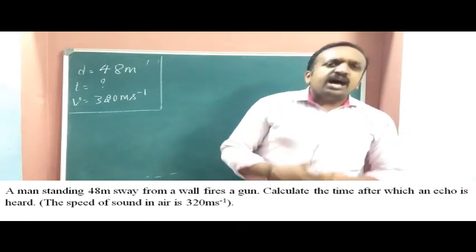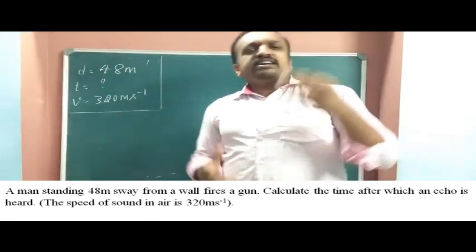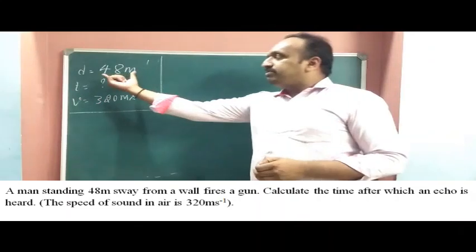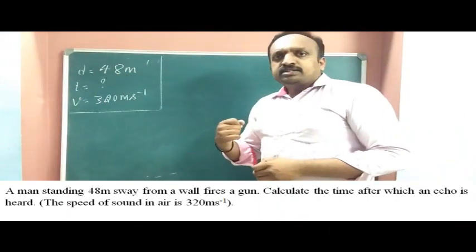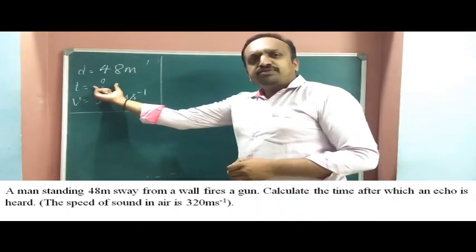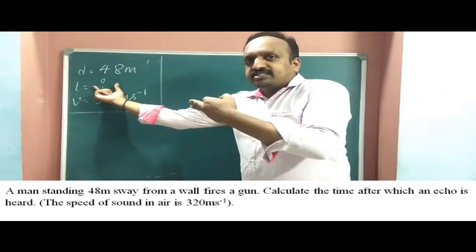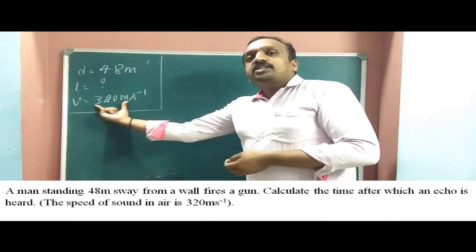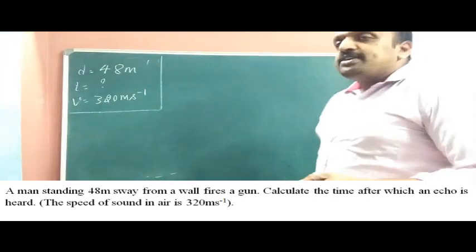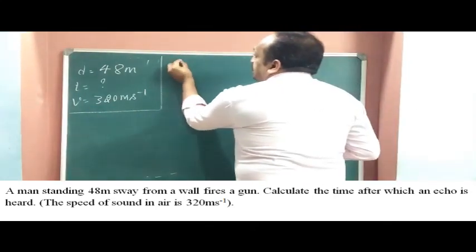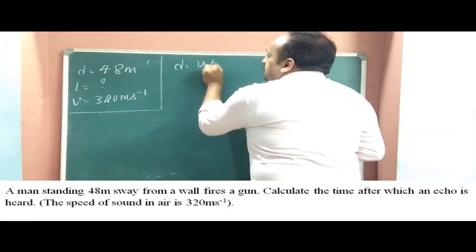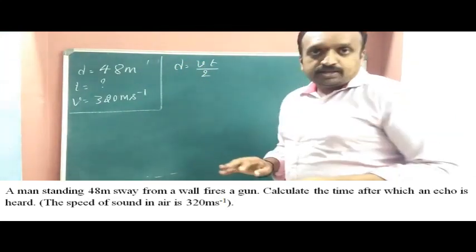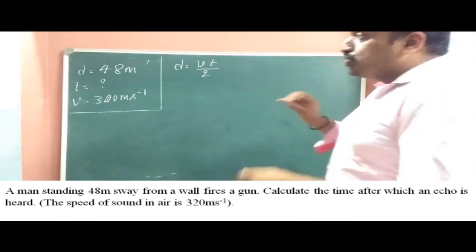So let us solve a few numericals based on the content. A man standing before a cliff fires a gun. The distance from the cliff is 48 meters and he hears the echo after a few seconds. We need to find that time, given the speed of sound in air is 320 meters per second. To solve this, we use the formula D equals Vt divided by 2.